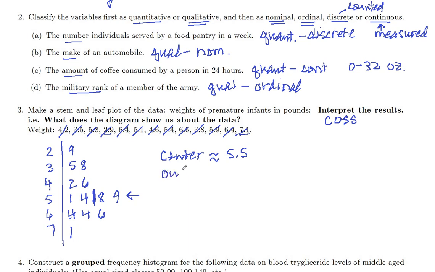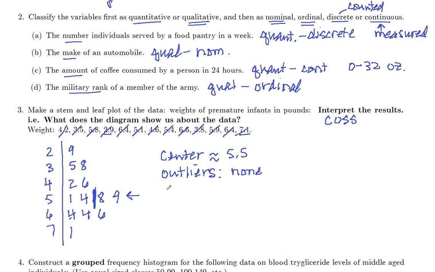Outliers. So remember, outliers are away from the rest of the data. As I look at this data, I don't see any gaps in the data. So I would say none, no outliers here. There's nothing that looks like it's really far away from the rest of the data.